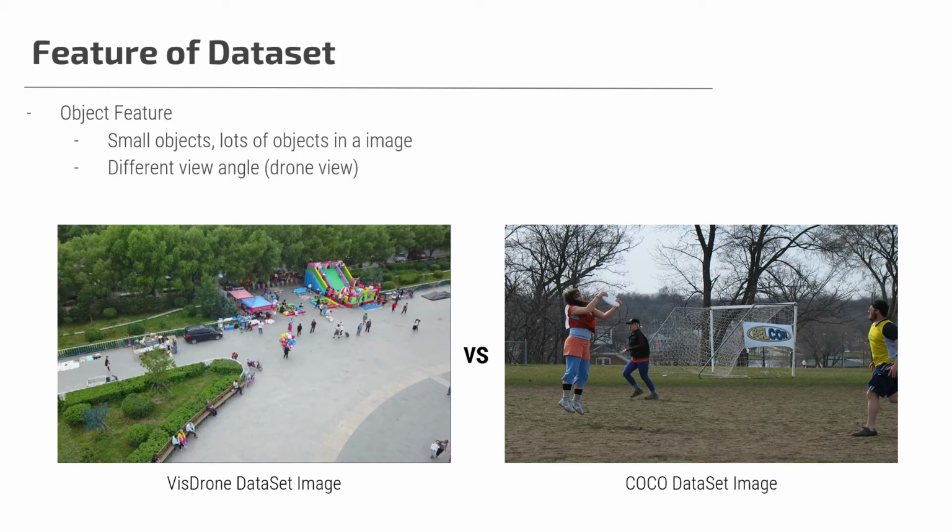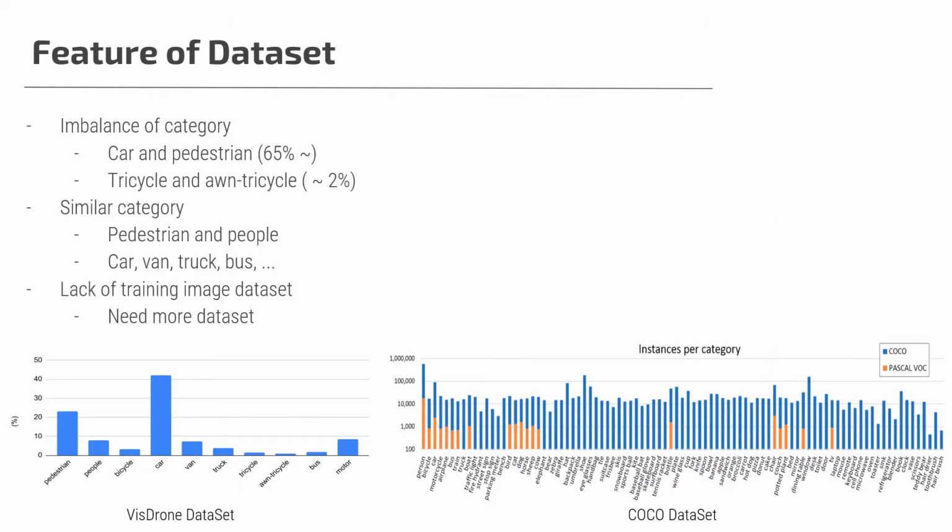Next is the analysis of the VisDrone dataset before explaining the model. The DET dataset has extremely small-scale objects. All individual images are taken by drones in different view angles. As a result, the VisDrone dataset is different from existing datasets like the COCO dataset. VisDrone is one of the largest datasets taken by drone in the world.